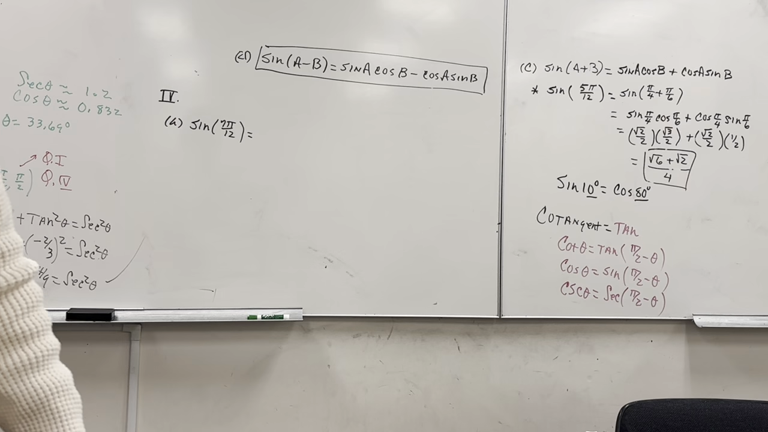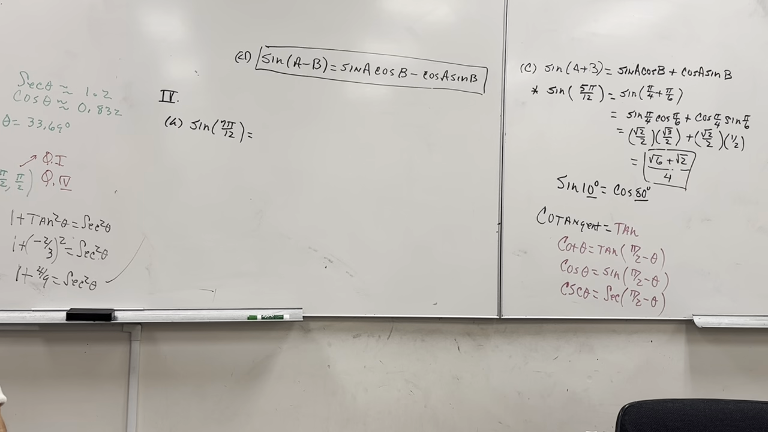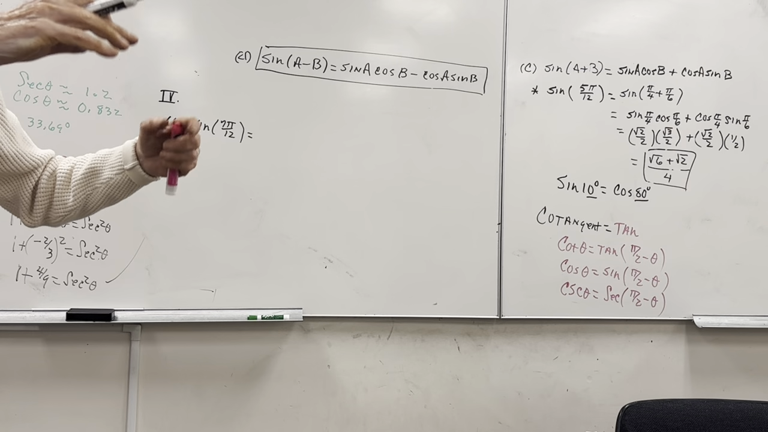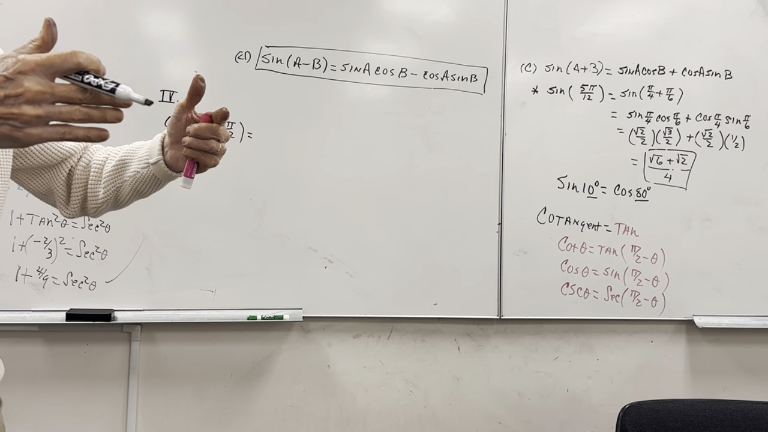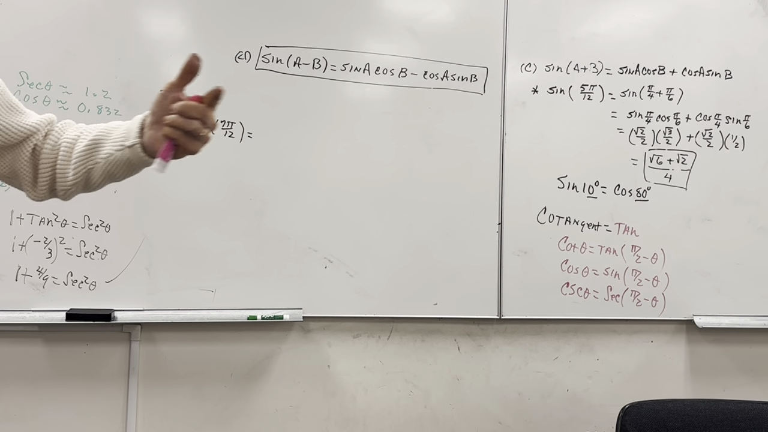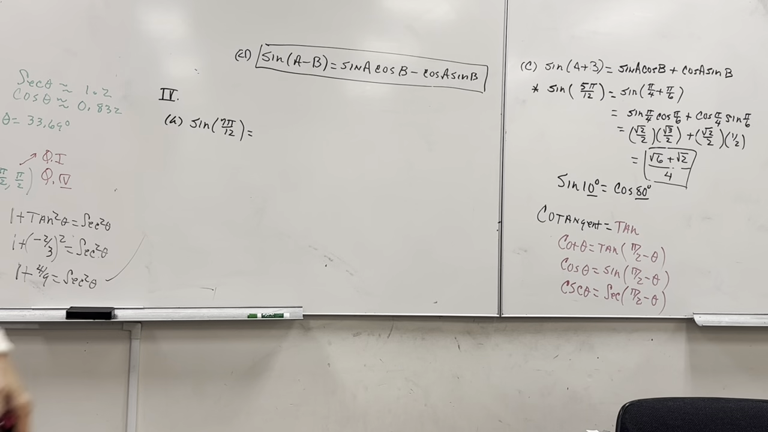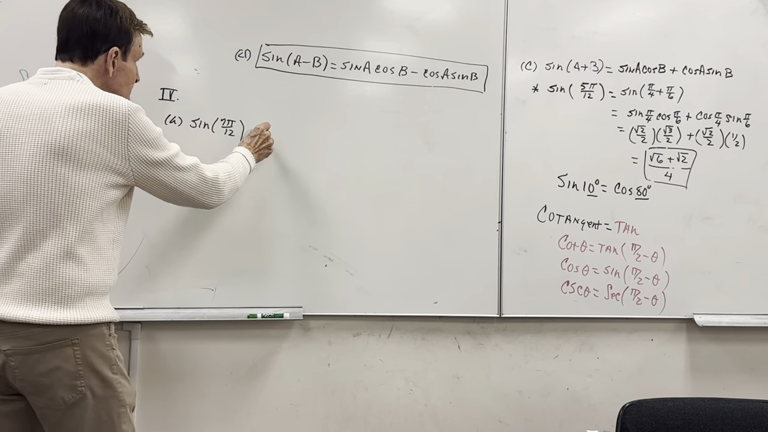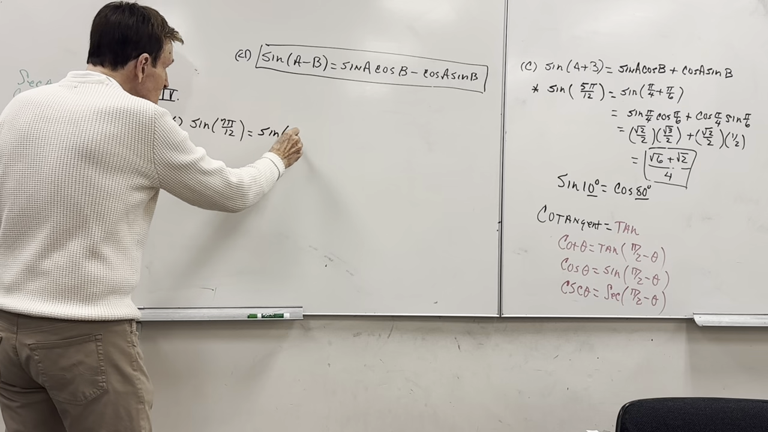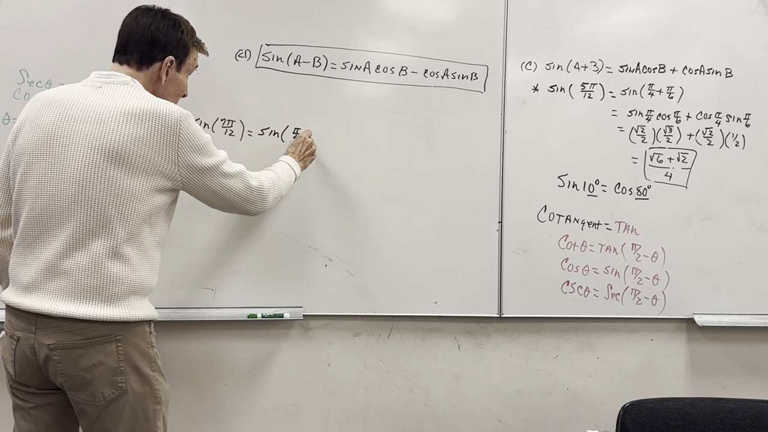Now, can anyone come up with two angles that you have seen whose sum is 7 pi over 12, or whose difference is 7 pi over 12? And if so, I'll try to use those. Matthew? Sine of pi over 4 plus pi over 3. Pi over 4 plus pi over 3? Hang on.